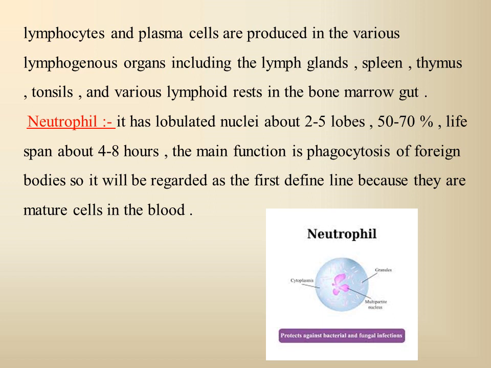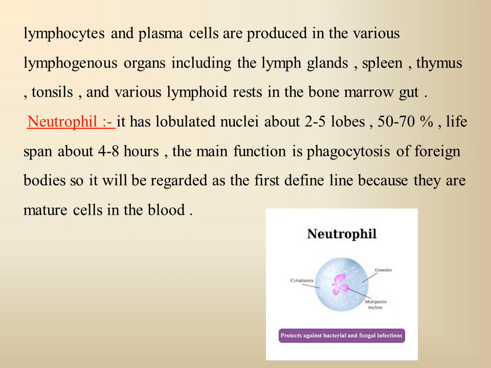Now we are talking about the granulocyte neutrophil. What is a neutrophil, what is its function, and how can the neutrophil cell be described? It has a lobulated nucleus, about 2 to 5 lobes. It makes up about 50 to 70% of all white blood cells, so it is the major constituent of the white blood cells. Its lifespan is about 4 to 8 hours. The main function is phagocytosis.